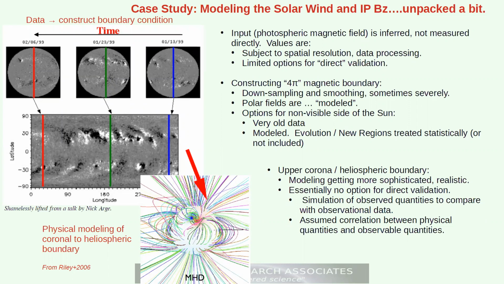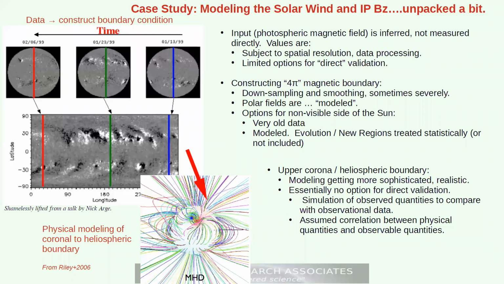Okay, and then you take that and you do some physical modeling, which I'm going to call magic, using everything from very simple, almost mathematical expressions to full MHD models to get to that coronal heliospheric boundary. These models are getting more realistic, but there's almost no option for direct validation, even at that step. So this is the first step, we've started the boundary, big error bars, we don't know.